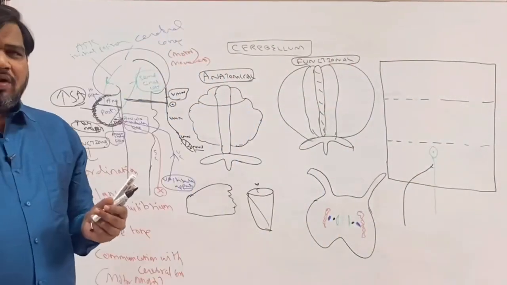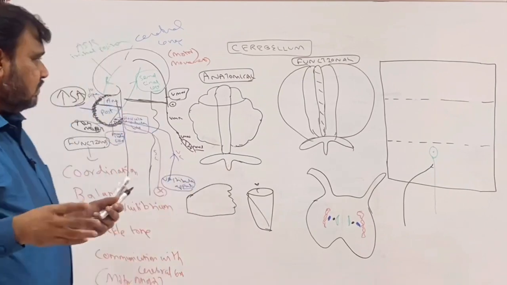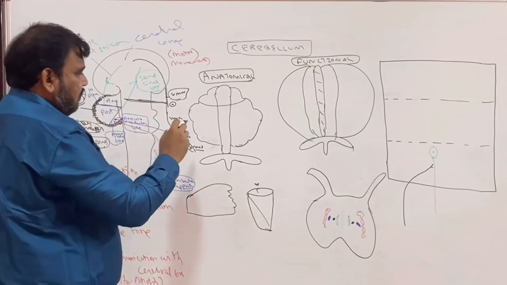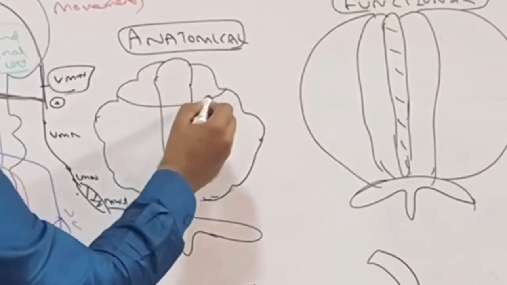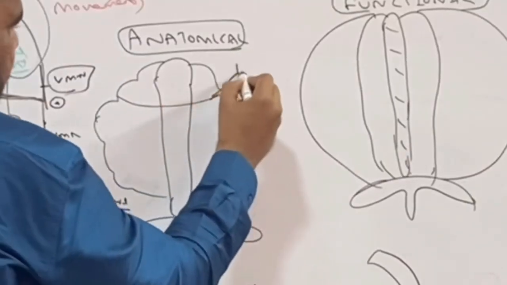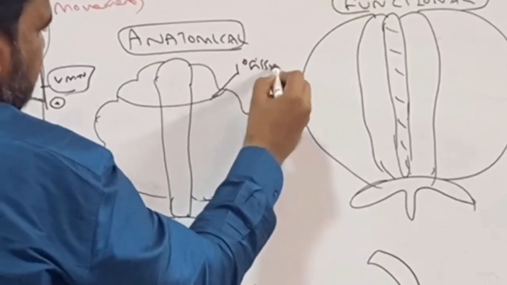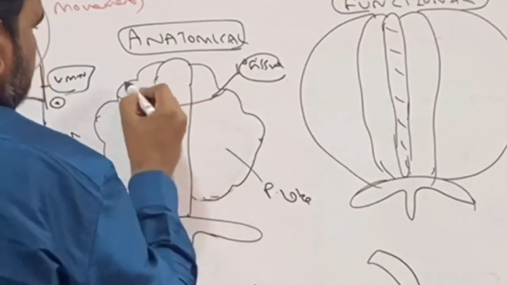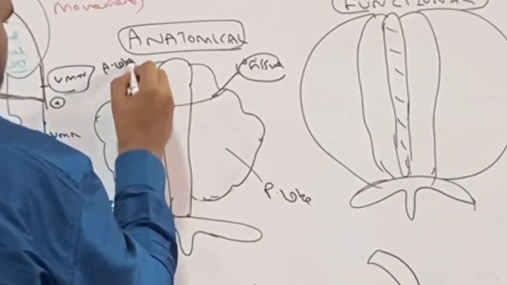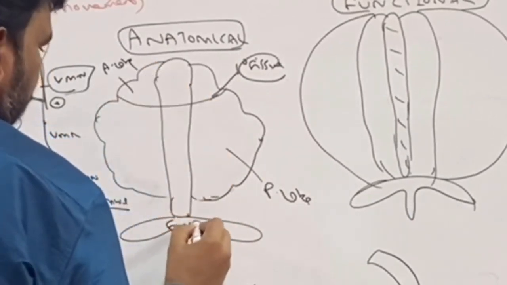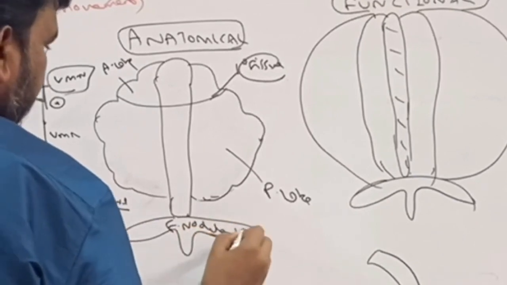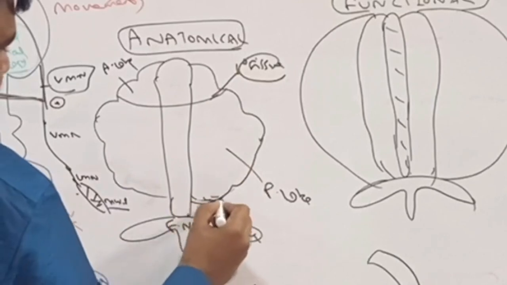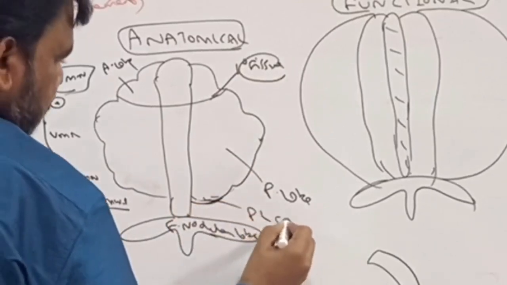Now I will go to the anatomical division of the cerebellum. You can see here, I have just drawn it to make it easy. This is the primary fissure. This will be the posterior lobe. This will be the anterior lobe. We already discussed this, this is the flocculonodular lobe. This is the primary fissure and this will be the posterolateral fissure.